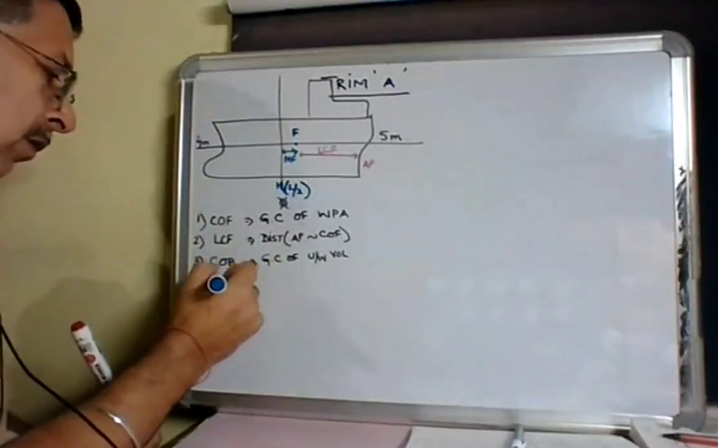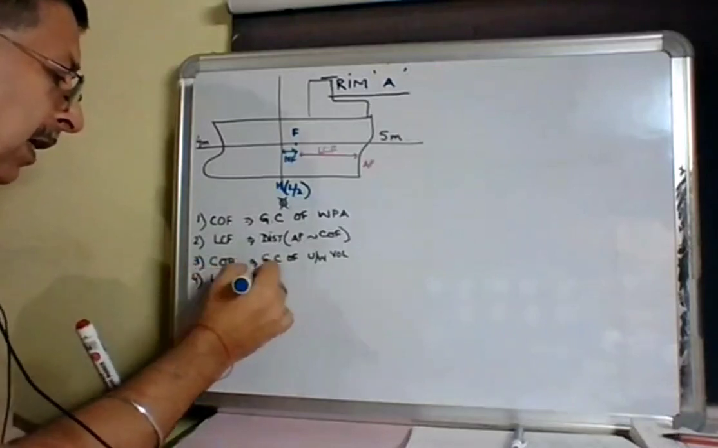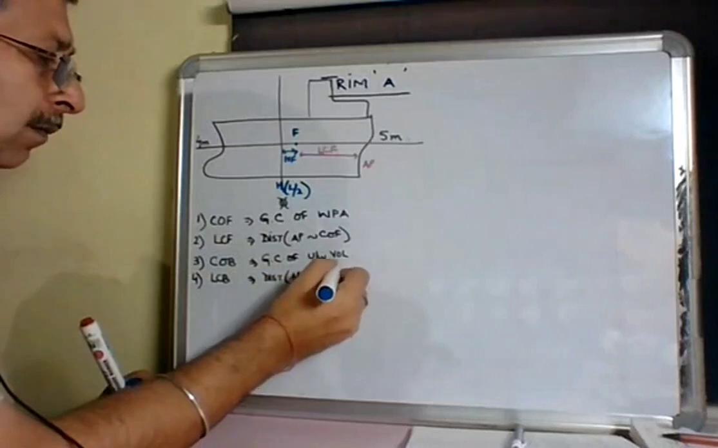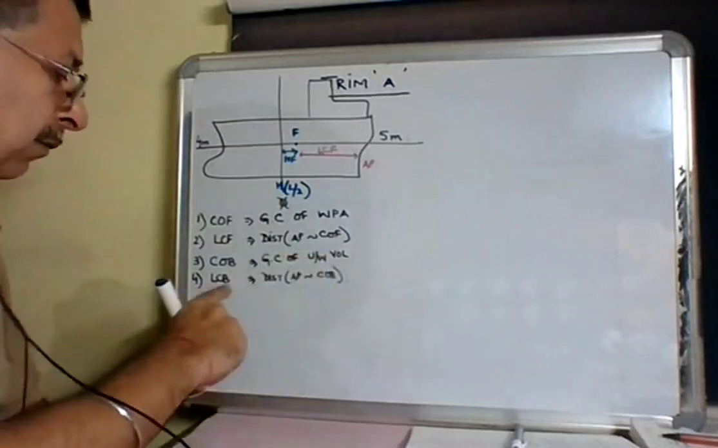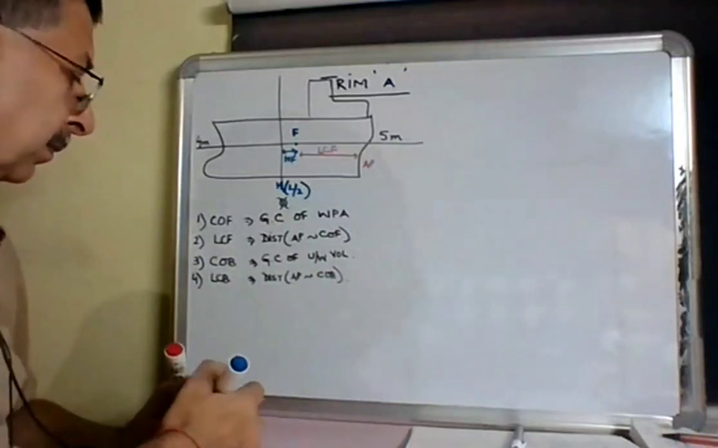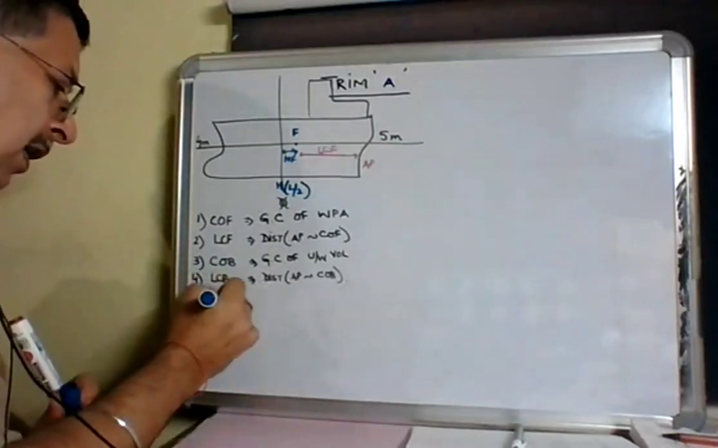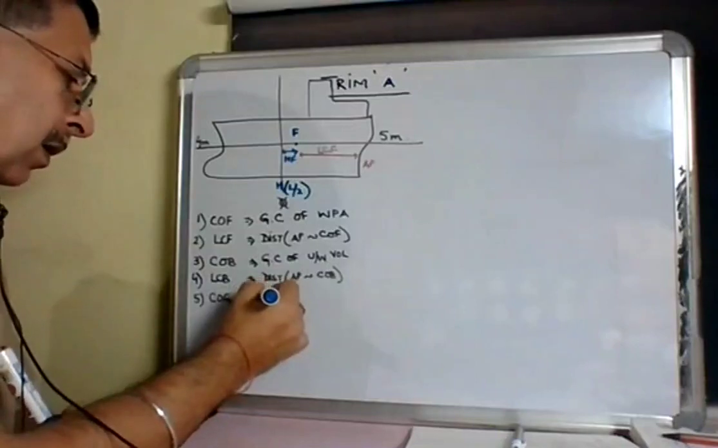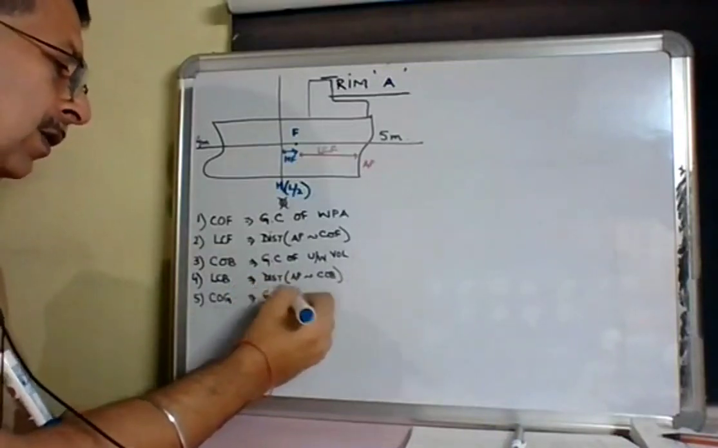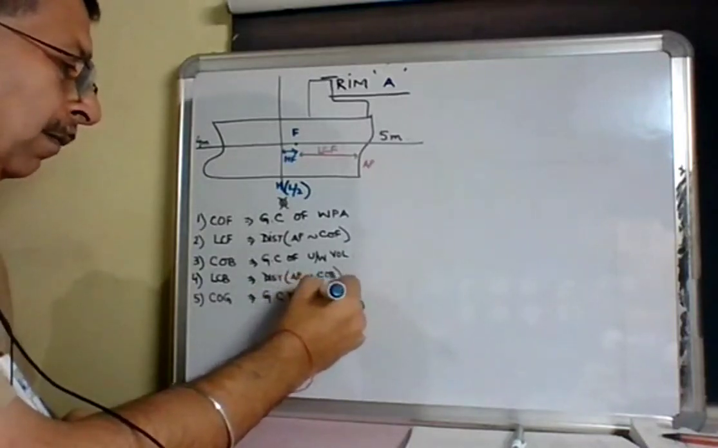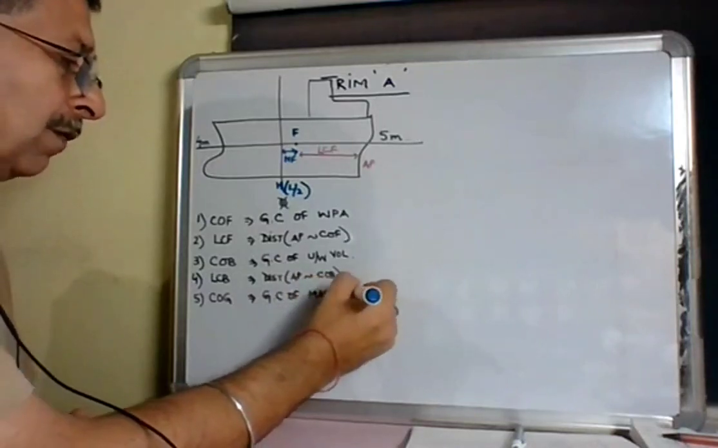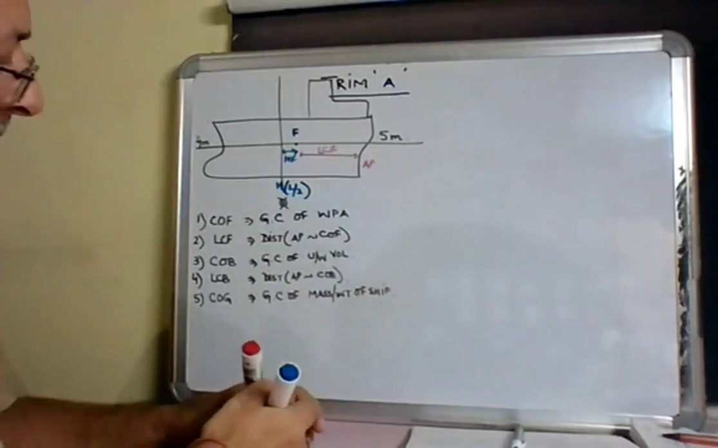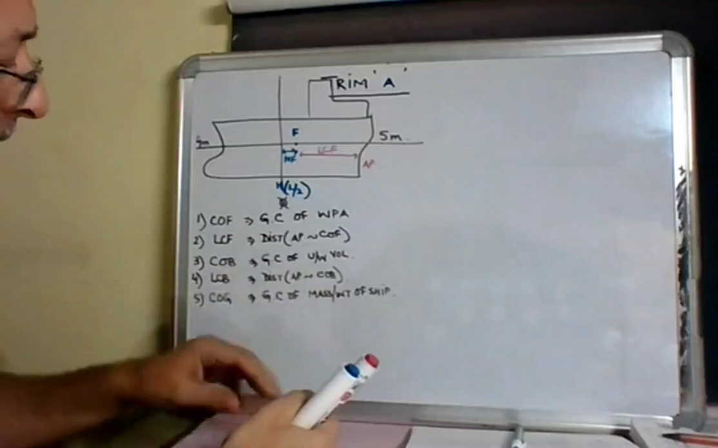So therefore, what will be LCB? LCB will be the distance from the aft perpendicular to the center of buoyancy. Longitudinal center of buoyancy is the full form of it. And if I were to say what is COG, center of gravity, that would be the geometric center or the centroid of the mass or weight of the ship, through which the weight acts vertically downward.